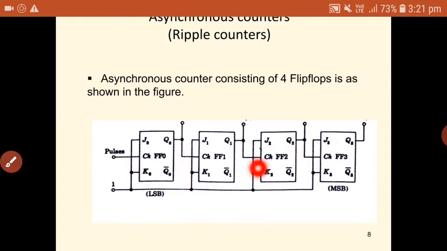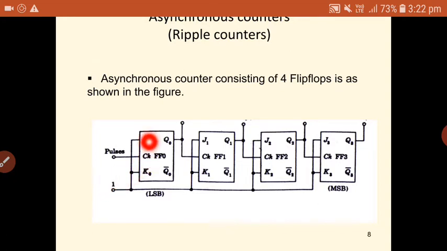For the construction of the ripple counter, I am using 4 JK flip-flops, in which the J and K inputs of all the flip-flops are tied to VCC. That means J0 is equal to K0 is equal to 1. Similarly, J1 is equal to K1 is equal to 1, J2 is equal to K2 is equal to 1, and J3 is equal to K3 is equal to 1. All the J and K inputs of every flip-flop are connected to VCC, or logic high.